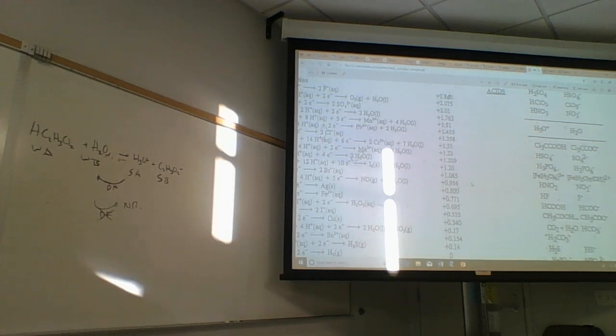So whenever you have a strong acid and strong base with the products, is the arrow going to point towards the reactant? Yes. Yeah. A stronger. Yes.